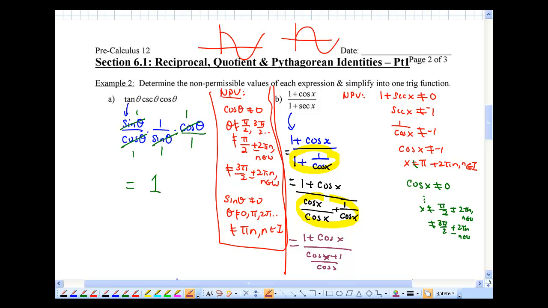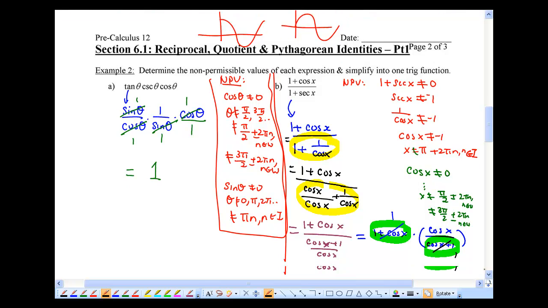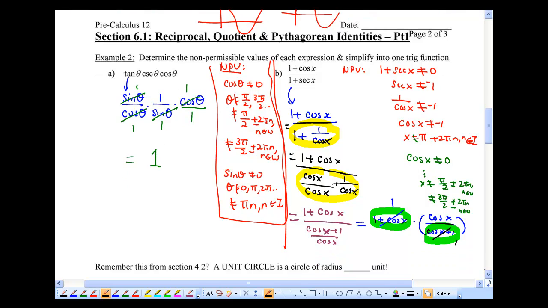And then dividing is the same thing as multiplying by the reciprocal. So I'll take 1 plus cosine x and multiply that by the reciprocal, which would be cosine x over cosine x plus 1. And notice how the cosine x plus 1 here seems to be the same as over there. So I can take the entire thing and divide them out. So that's 1 and 1. And this simplifies just to cosine x. Yay.